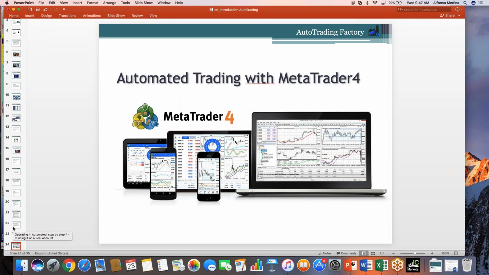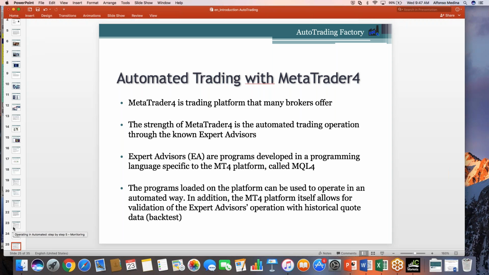So now we're going to introduce the trading platform mainly used for automated trading, which is MetaTrader 4, regarded by many as the best one for this type of systems. MetaTrader 4 is a trading platform used by many brokers. The strength of this platform is that it lets you operate through the known expert advisors, which are the automated programs that we're going to be using for automated trading. These programs are programmed in a language specific to the platform called MQL4. These programs can be loaded on the platform and be used to operate in an automated way. Also, the platform itself lets you validate this type of programs with the backtest tool that we already touched upon.